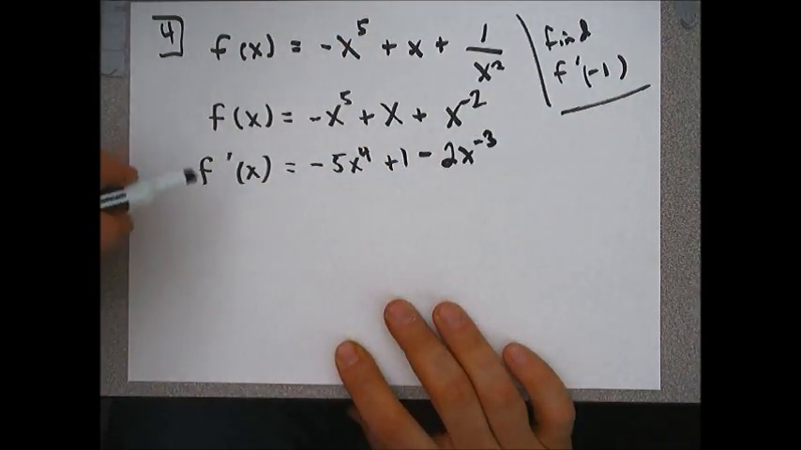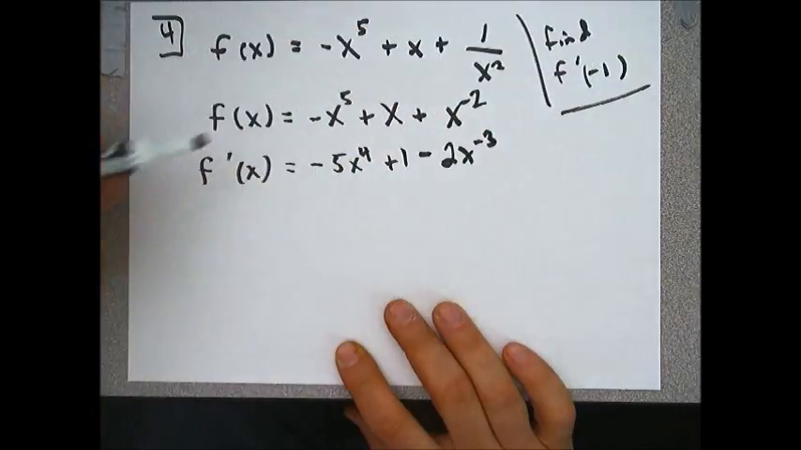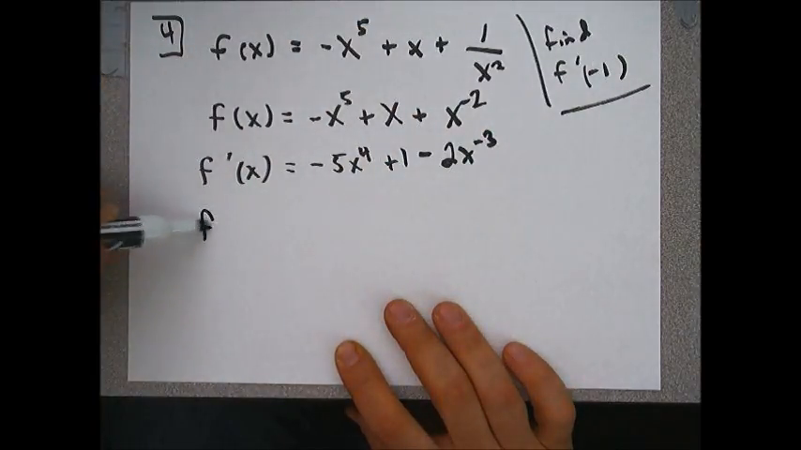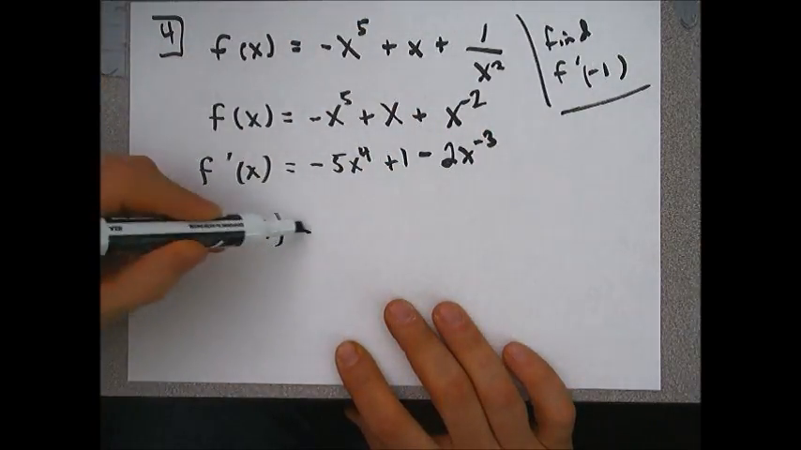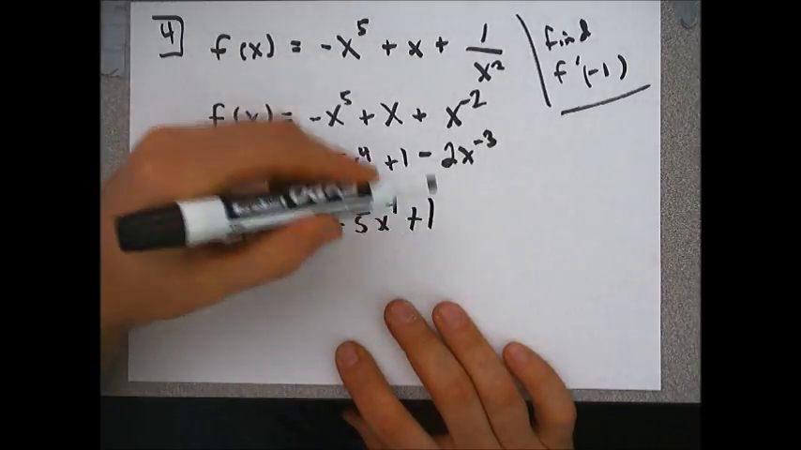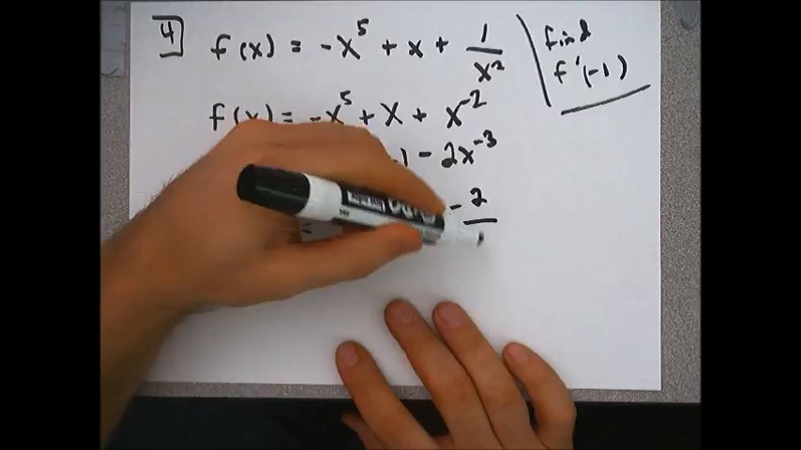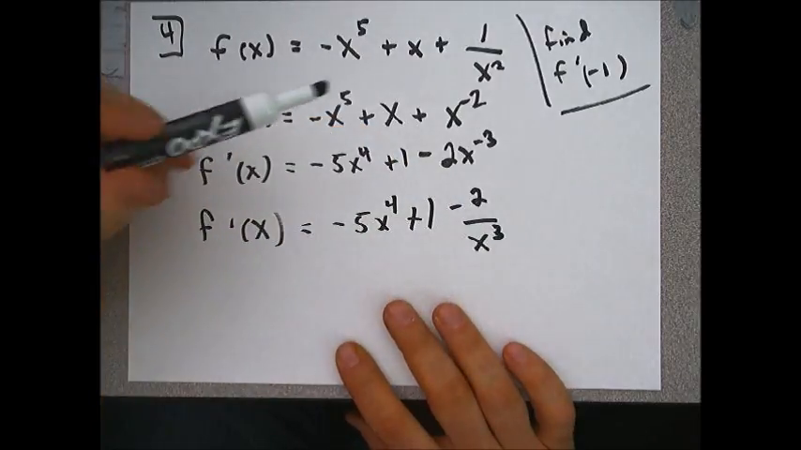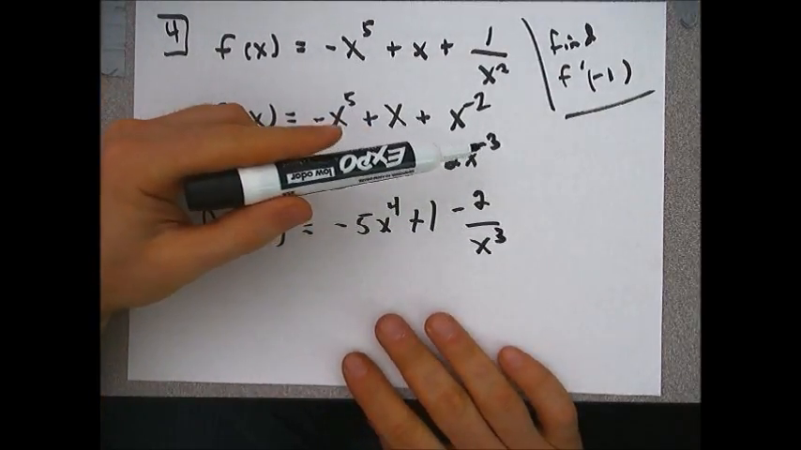Before I plug in what I was looking for up here, I'm going to rewrite f prime of x and say f prime of x is equal to negative 5x to the 4th plus 1 minus 2 over x to the 3rd. Now I have my exponent back to being positive, and we can plug in.